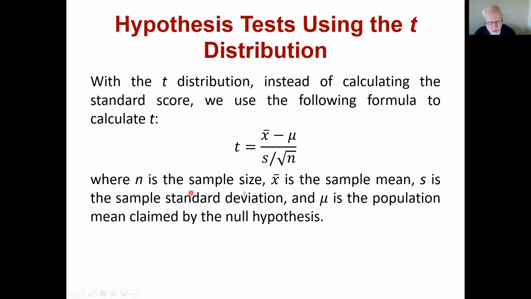So n is the sample size, x bar is the sample mean, s is the sample standard deviation, and mu is the population mean claimed by the null hypothesis. So really this looks a lot like your z-score calculation, but because we're no longer using the normal distribution, we're using the t-distribution, we make changes based on our new information. In particular, the biggest new bit of information is that rather than having the population standard deviation, we have the sample standard deviation.